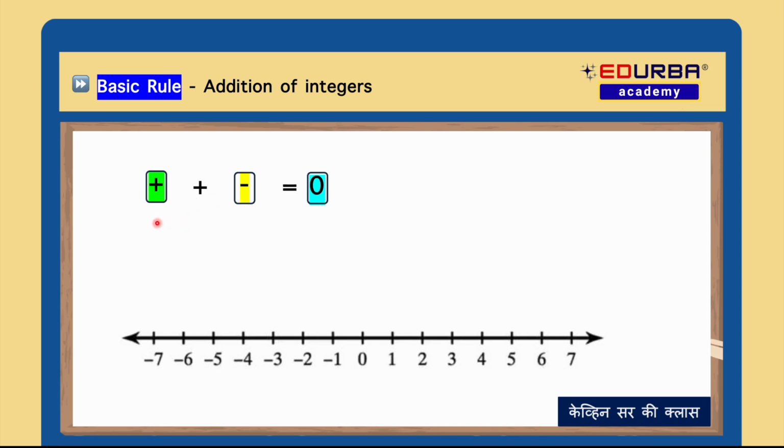Now it is true for any integer. For example, plus 2 plus minus 2 is always going to be 0. Plus 8 plus minus 8 is always going to be 0. It's just like you gave me 8 apples and you took away all the 8 apples. So 0 apples will remain. Now if you understand this, addition of integers becomes a lot easier. Now let's understand addition of integers with many examples.